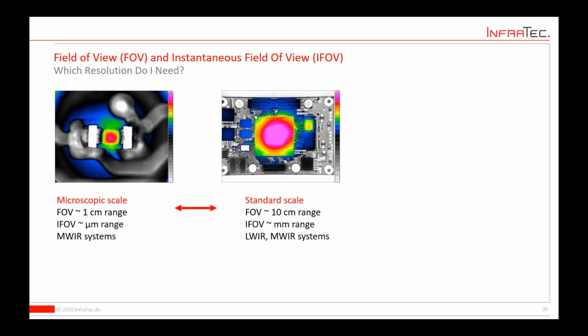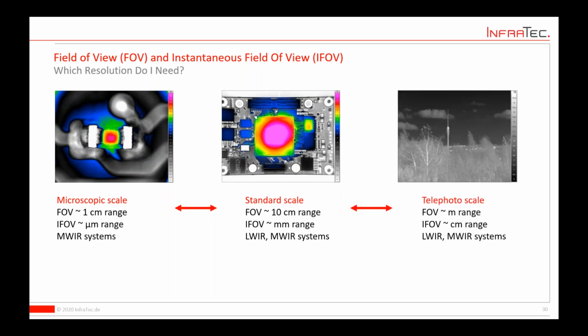You can switch from this kind of standard scale to the microscopic scale, which is really necessary if you think about micrometer-sized elements, for instance, in PCB boards or chip level in the electronics. But of course, there are also applications in which you need telephoto lenses for power line inspection, for instance, ground-based power line inspections for surveillance applications. And then you think about fields of view in the meters range, IFOV in the centimeters range.